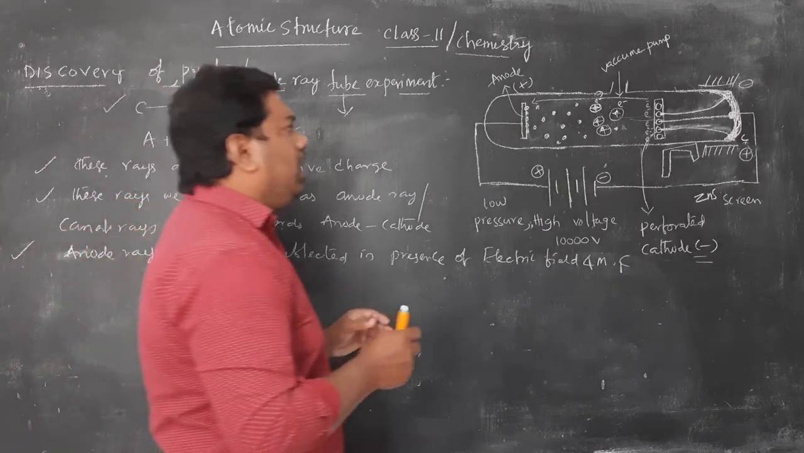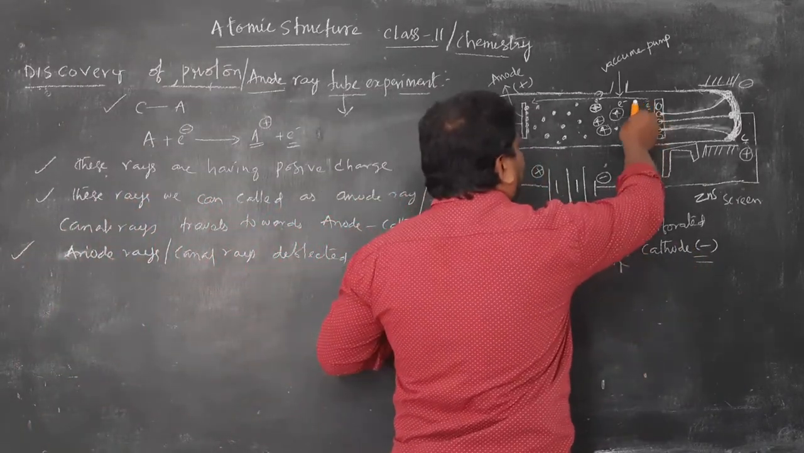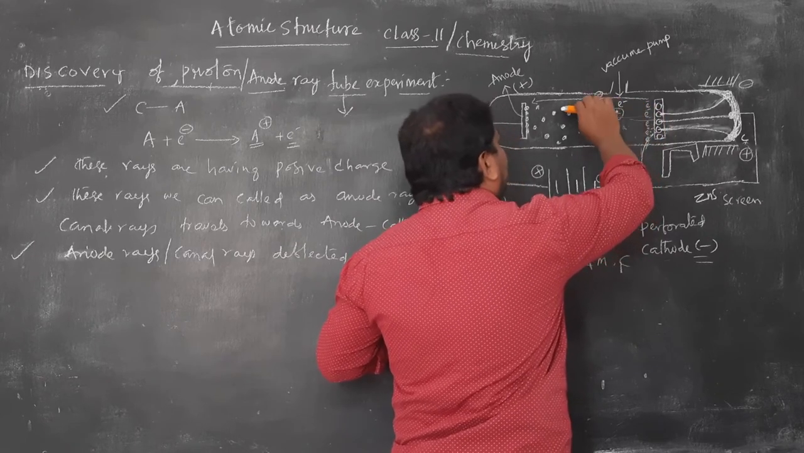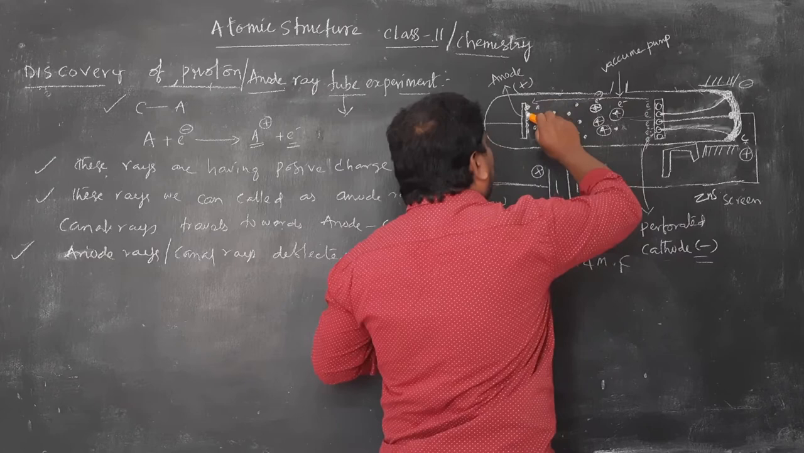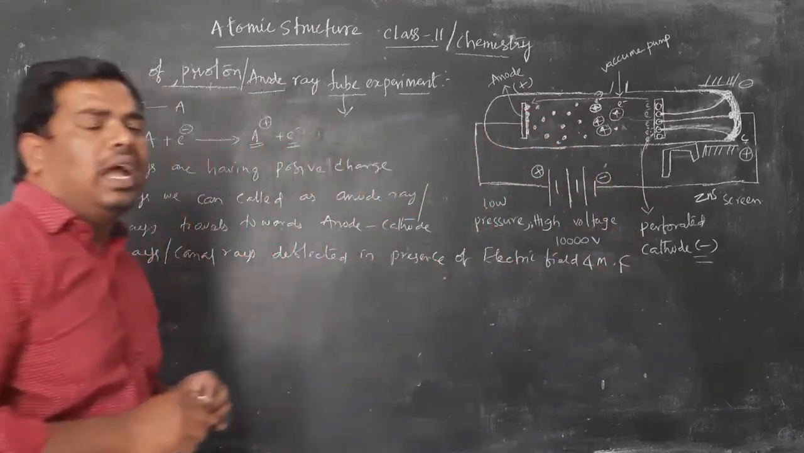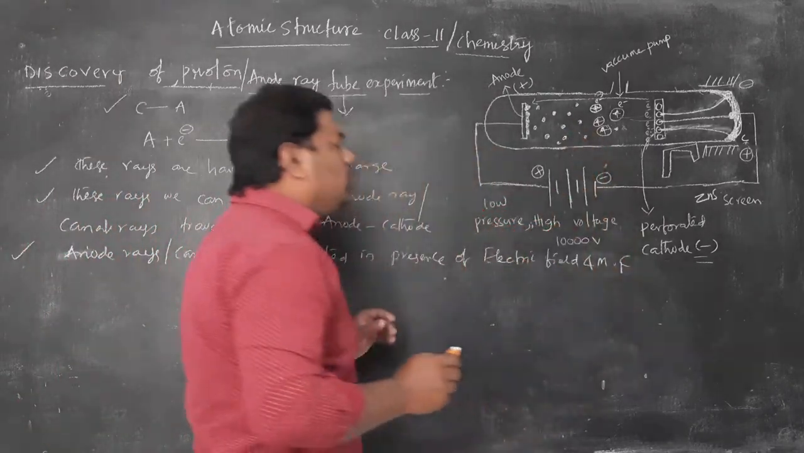One more thing: the electrons which collide here travel towards the anode direction, and the electrons are deposited at the anodic plate. Okay, clear student, right?